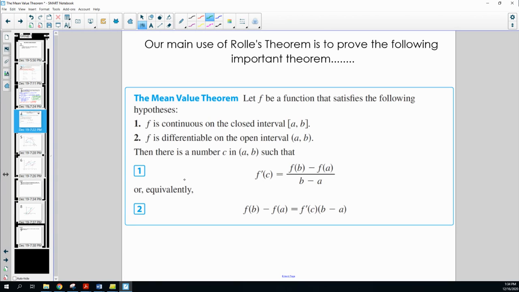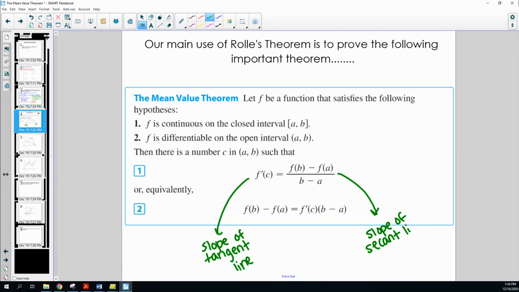What this equation is actually saying, these two are the same equation, 1 and 2: the first equation, f prime of C, remember f prime is the slope of the tangent line. And f of b minus f of a over b minus a is how we would find the slope between 2 points. So this is the slope of the secant line, between x equals a and x equals b.